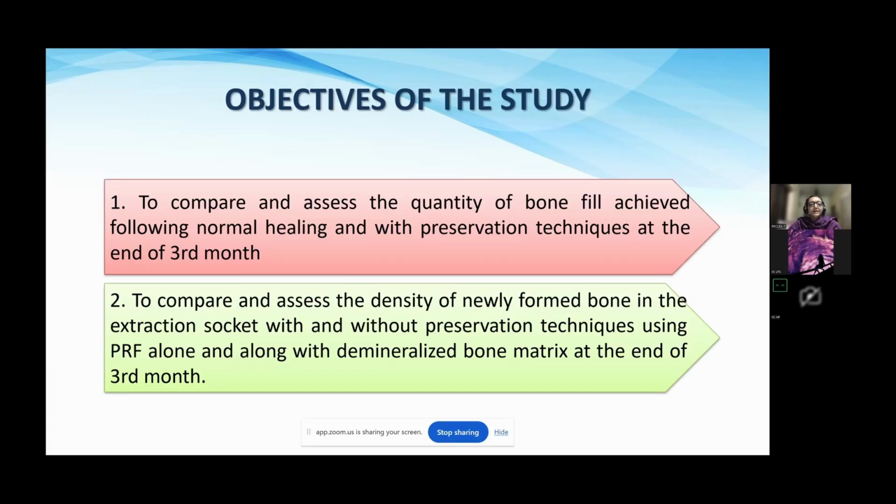1, to compare and assess the quantity of bone fill achieved following normal healing and with preservation techniques at the end of 3rd month. 2, to compare and assess the density of newly formed bone in the extraction socket with and without preservation technique using PRF alone and along with demineralized bone matrix at the end of 3rd month.